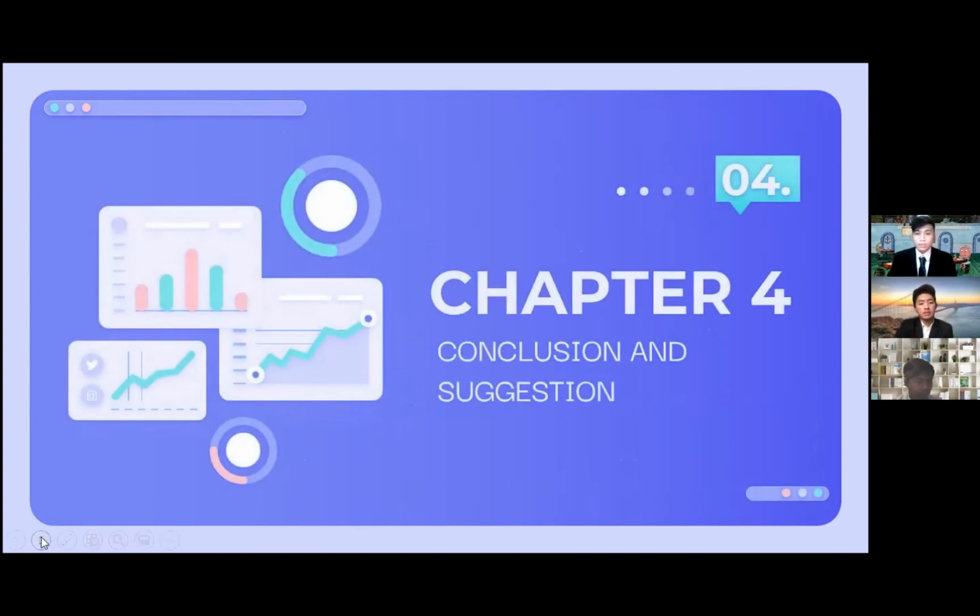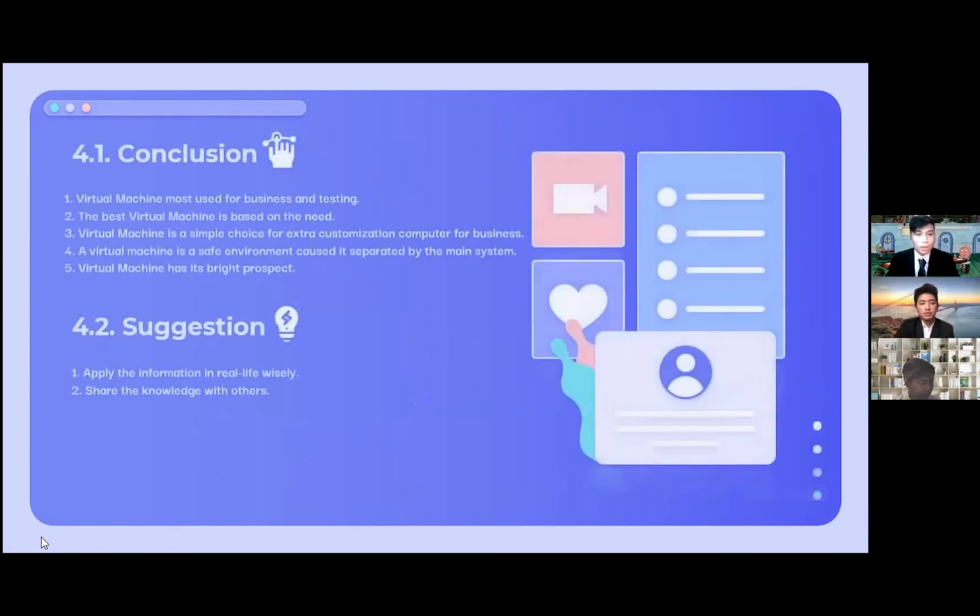And chapter 4 is about conclusion and suggestion. Next. From all of this, we can conclude about virtual machines. First, a virtual machine is mostly used for business and testing. This technology is most used for IT. And the second is that the best virtual machine is based on your needs. There's no specific one that we can say is the best. So the best virtual machine is based on the need.